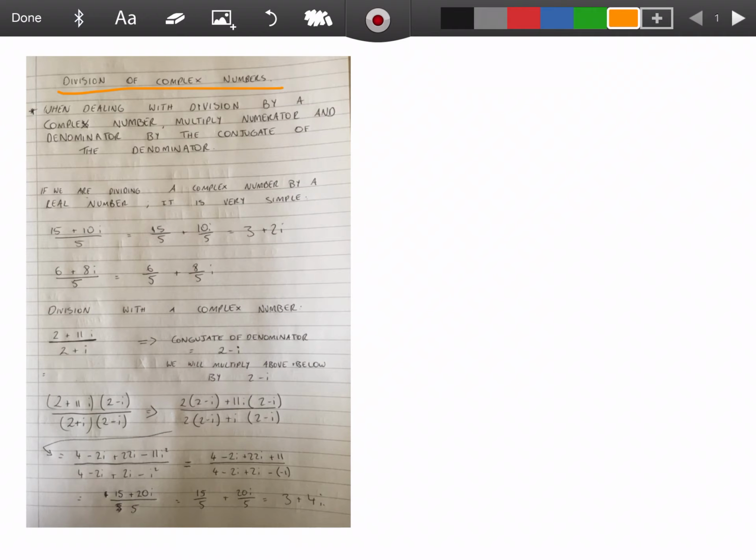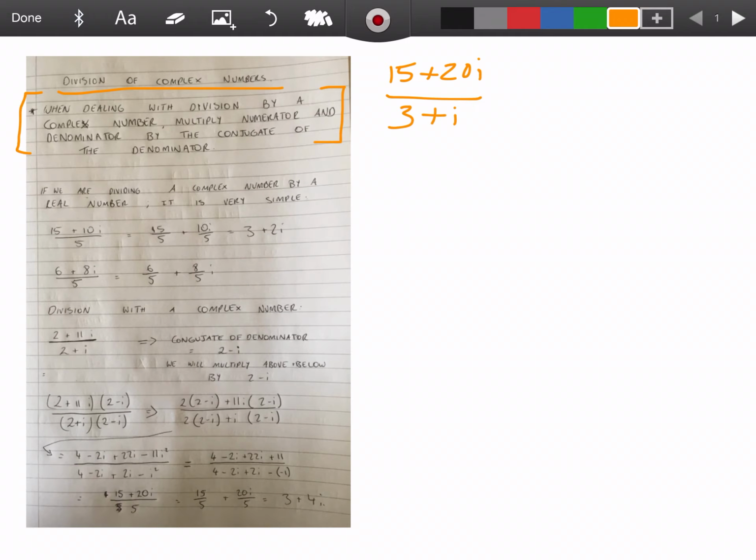This is the rule that we use, and this is the thing that happens in the vast majority of the problems if we're dealing with division by a complex number. So if we've got a complex number below the line, so usually it comes in the form of a fraction, and let's say it's 15 plus 20i divided by 3 plus i, something like that.